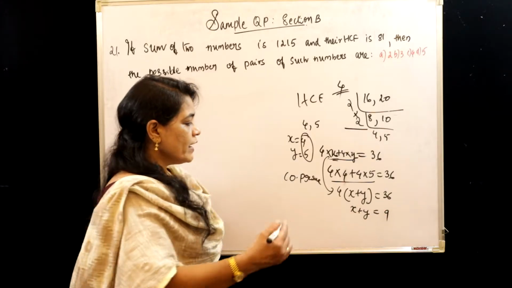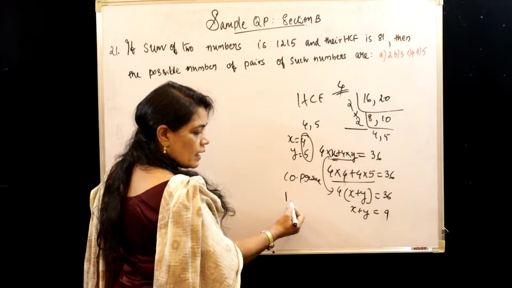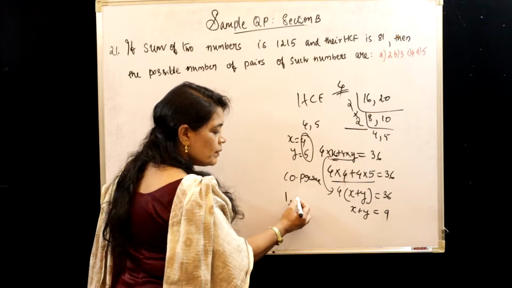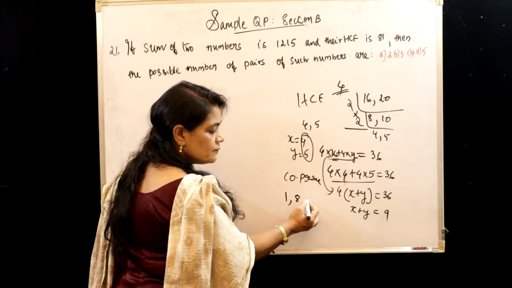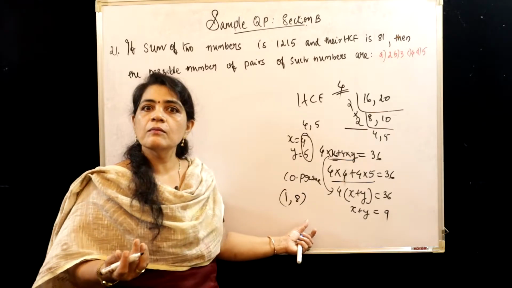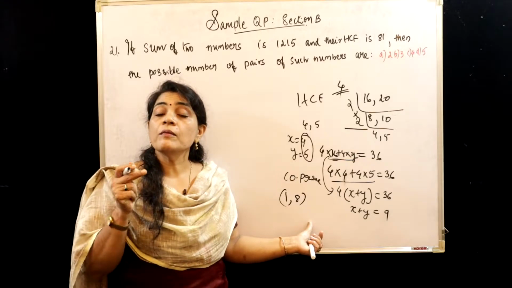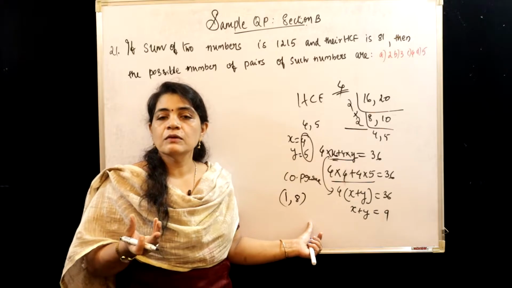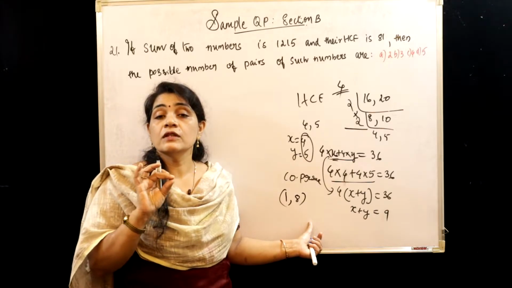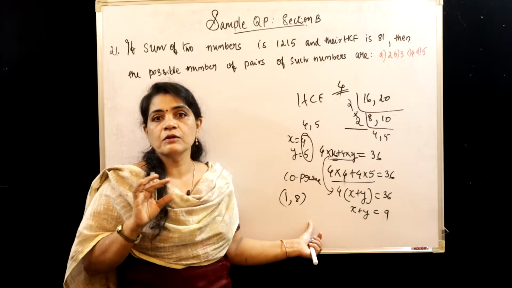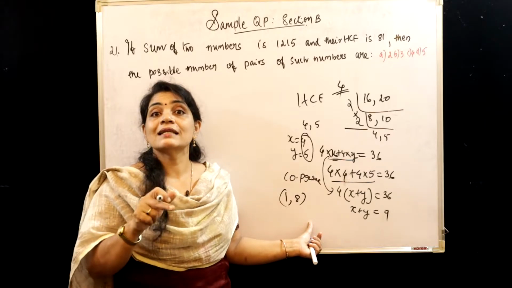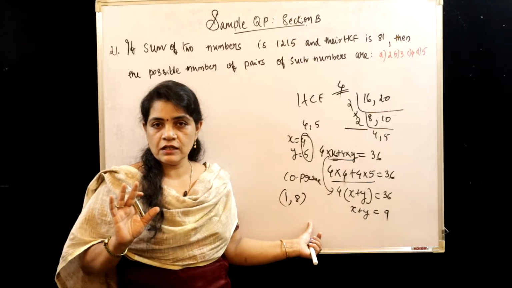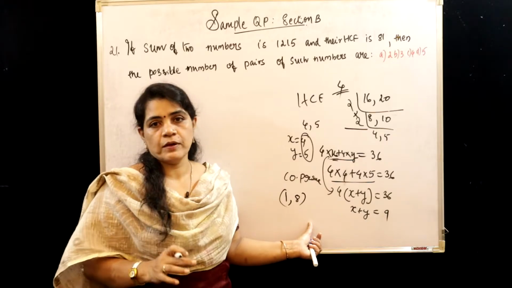Okay, that means if you take x as 1, then in order to get the sum 9, y will be 8. So their sum will be 9. So this is one pair, and those two numbers are co-prime numbers. Co-prime numbers need not be prime numbers. You can take any two numbers, but the only condition is there won't be any common factor between these two numbers other than 1. So 1 and 8, between them there is no other common factor other than 1. So this is the first pair.